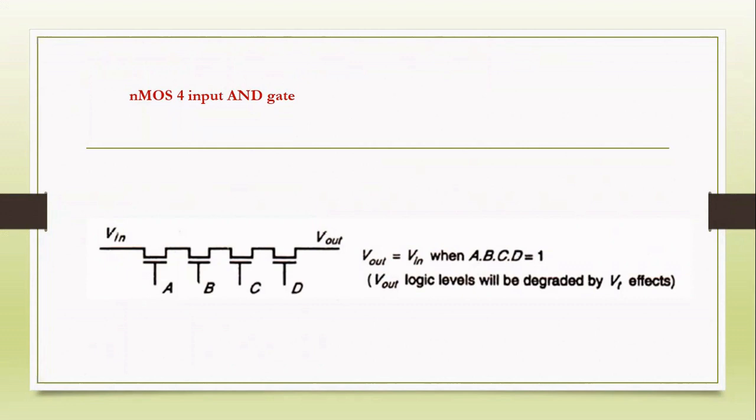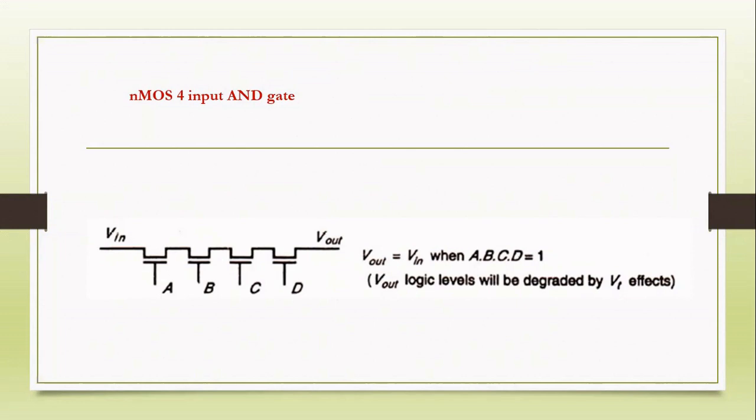Here I'm trying to implement a 4-input AND gate using NMOS pass transistors. 4 NMOS pass transistors are connected in series. V in is the pass input, A, B, C, D are the control inputs, V out is the output. We know that by applying logic 0 to the gate of NMOS transistors, they can be turned off.